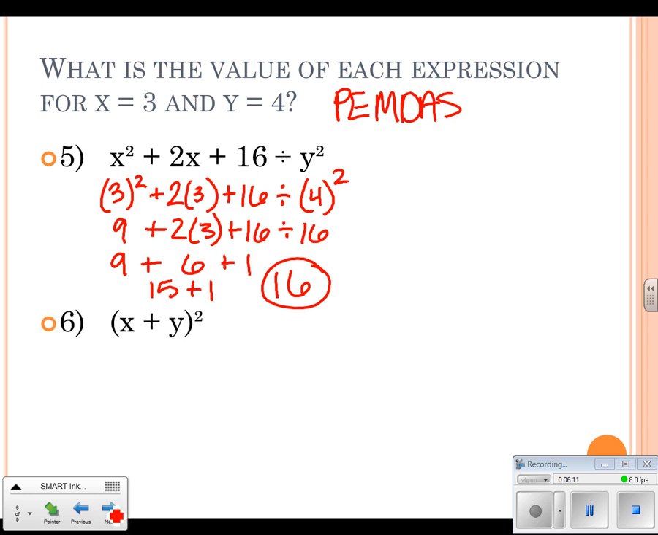The next problem here, x plus y in parentheses, and we're squaring. Replace the x with 3, the y with 4. We're squaring. Inside the parentheses first, and then exponents to give us 49.